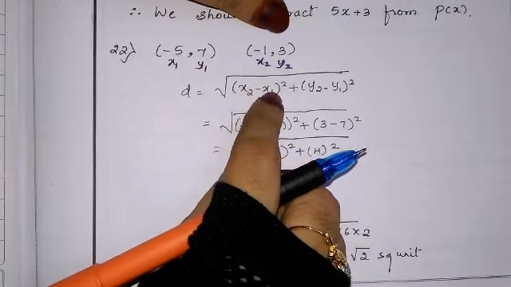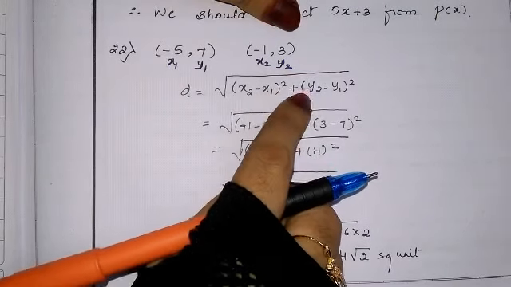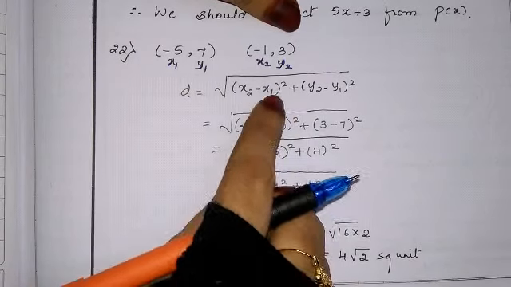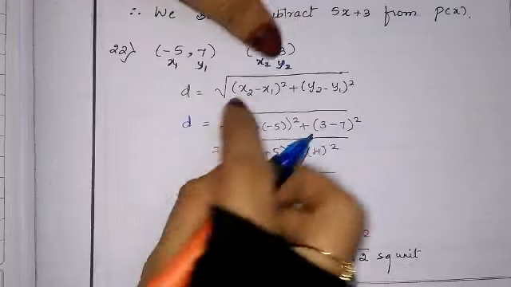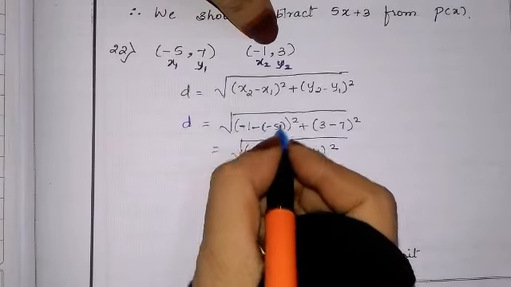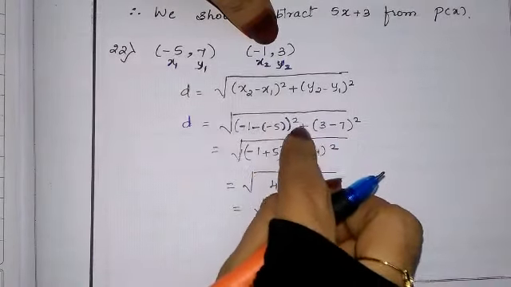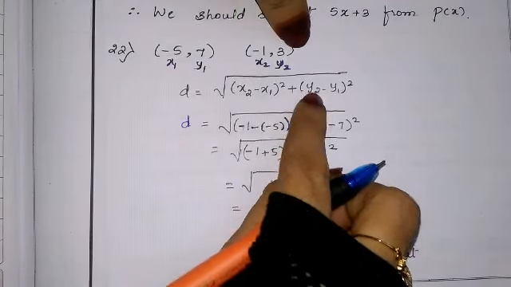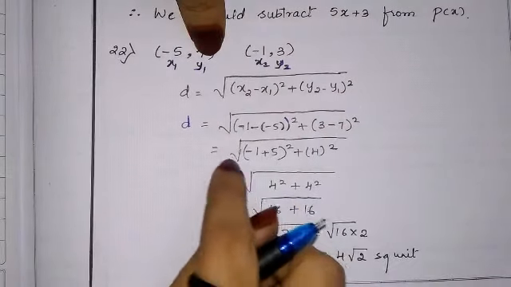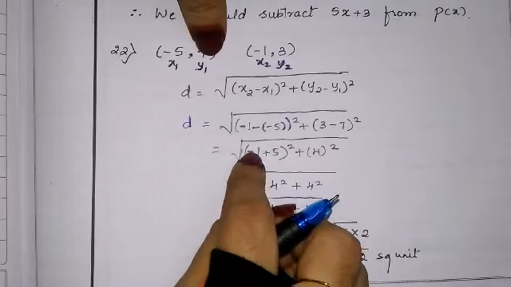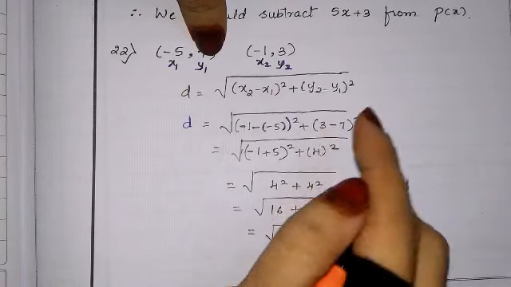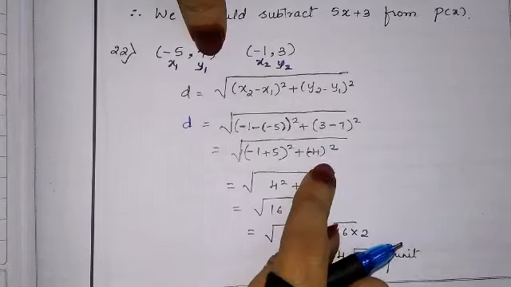To solve all the problems, we need to know the formulas well. We should practice the formulas well and learn them by heart. Then only we will be able to solve the problems. So D is equal to root as it is. X2 value is minus 1, minus x1 is minus 5, whole square as it is. Plus sign as it is in the formula. Y2 value is 3, minus as it is, y1 value is 7, whole square. So root of minus 1 minus minus 5 whole square, plus 3 minus 7 is minus 4 whole square.